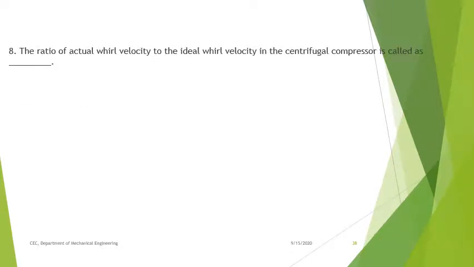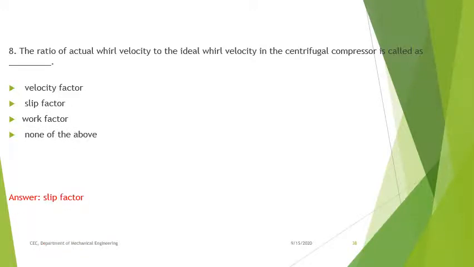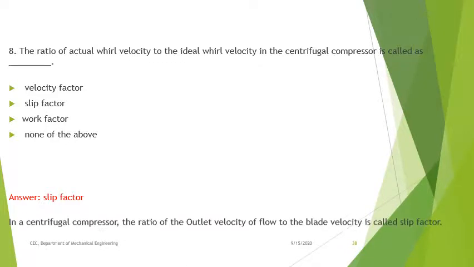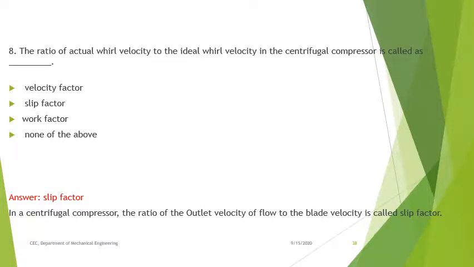The ratio of actual whirl velocity to the ideal whirl velocity in the centrifugal compressor is called as dash. Options are velocity factor, slip factor, work factor, none of the above. Answer for this one is slip factor. In a centrifugal compressor, the ratio of the outlet velocity of flow to the blade velocity is called slip factor.